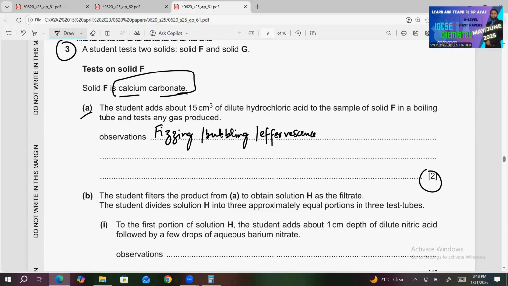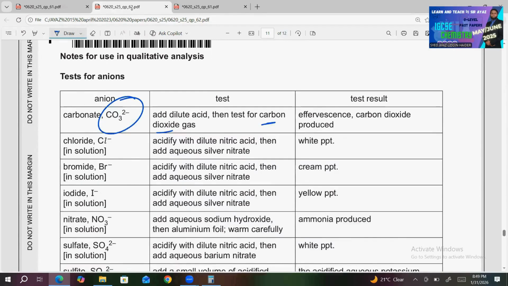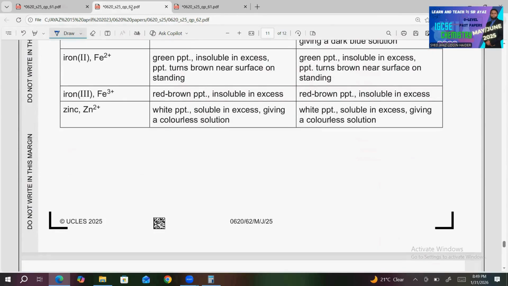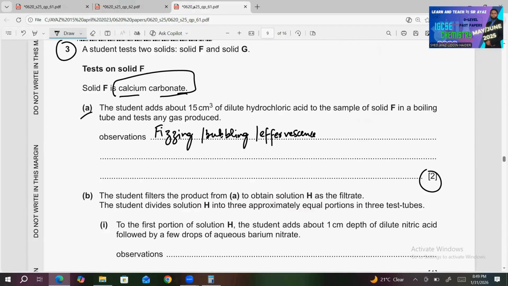Now they are also saying test any gas produced. So gas turns lime water milky. You look at the list. Test for carbon dioxide gas. It's carbonate ion. Test for carbon dioxide gas, and it's given here. If you look at the list for the gas, it's carbon dioxide, it turns lime water milky. So you write gas turns lime water milky.